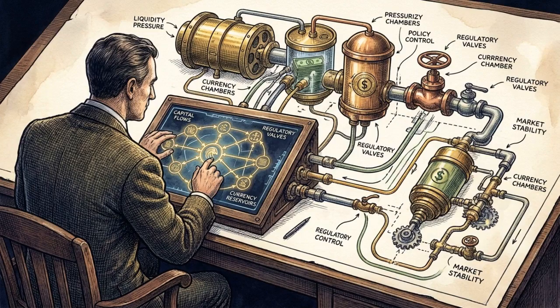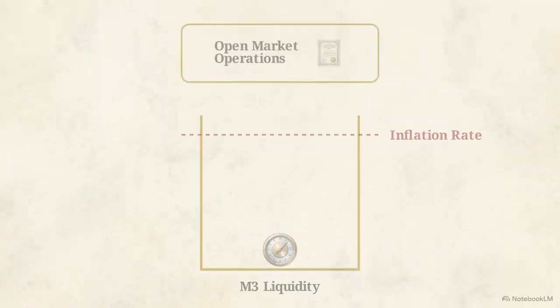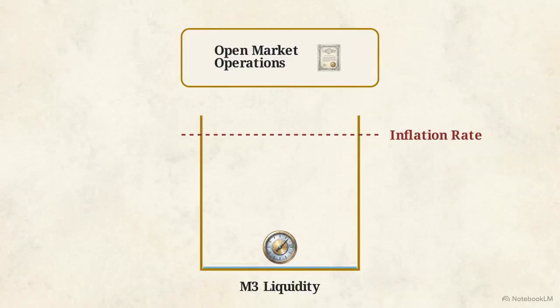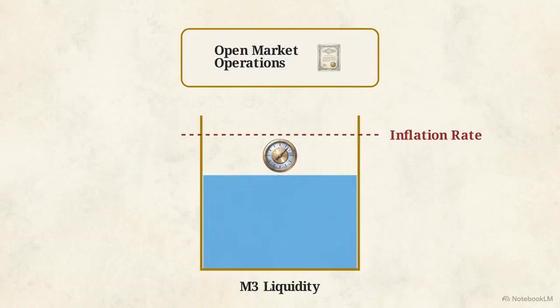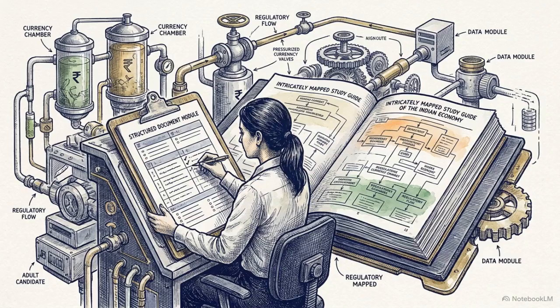When answering exam questions, view these sections as connected parts of one system. A change in open market operations has a direct traceable impact on M3 liquidity and eventually the inflation rate. Mapping the syllabus in this sequence provides a functional model of the economy, allowing you to logically determine the answer to any complex macroeconomic question.